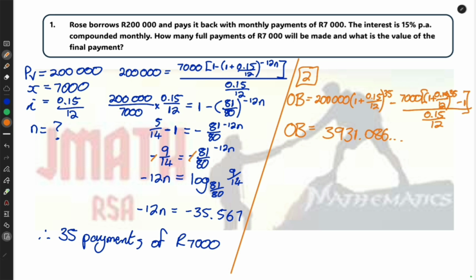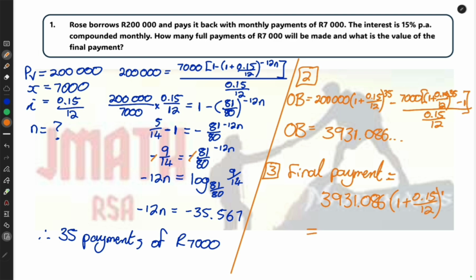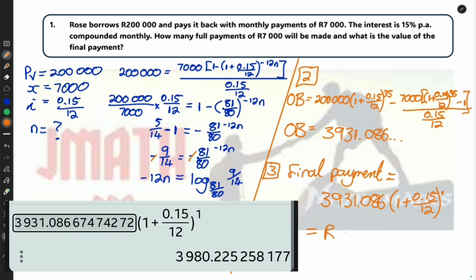So now remember, this is what I owe at the first day of the last month. But I'm going to make the last payment at the end of that month. So I need to add 1 month of interest to get the final payment. So therefore, step 3, to get the final payment, I am just going to do a compound formula. So final payment, and then I can just say, okay, so the final payment is actually equal to this value with 1 month of compound interest. So I'm just going to say 1 plus 0.15 over 12 to the power 1. And therefore, the final payment on this loan will be equal to 3980.23.